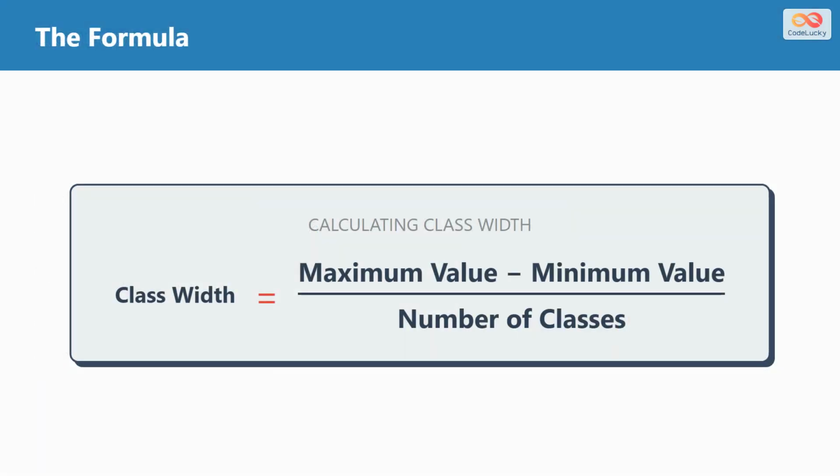To find the correct size for these groups, we use a specific formula for class width. It is calculated by taking the maximum data value, subtracting the minimum data value, and then dividing that result by the number of classes you wish to create.